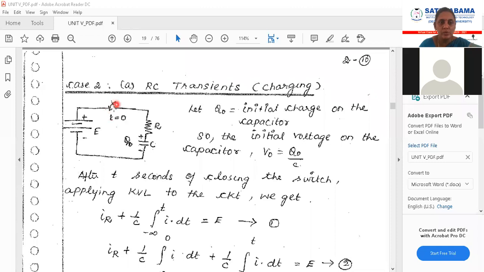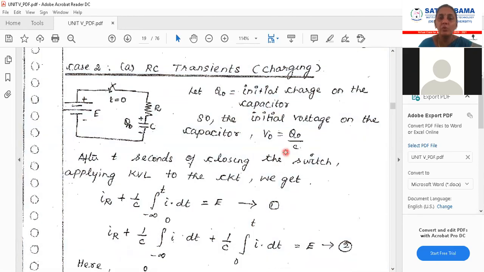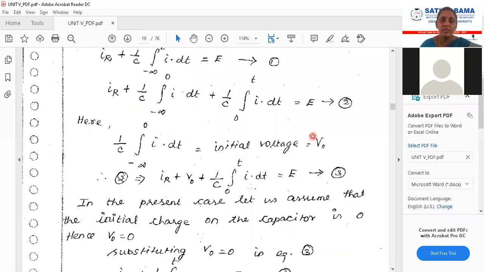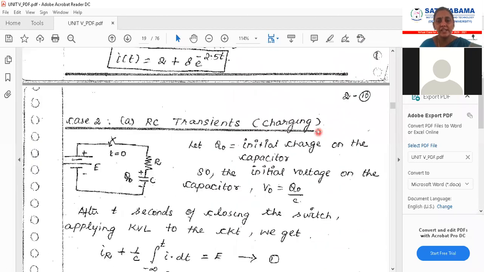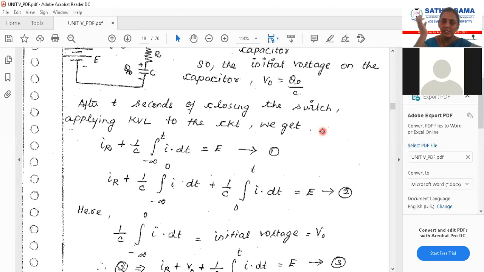If the switch is closed at t is equal to 0, then this becomes a closed circuit, right? Now, as a capacitance is there, you have to consider an initial charge. So let Q naught be the initial charge. We've written here, let Q naught is equal to the initial charge on the capacitor. Now, when charge is there, you are worried about the voltage of it. As far as the inductance is considered, it is related with the current. When it is coming to the capacitance, it is always related with the voltage.